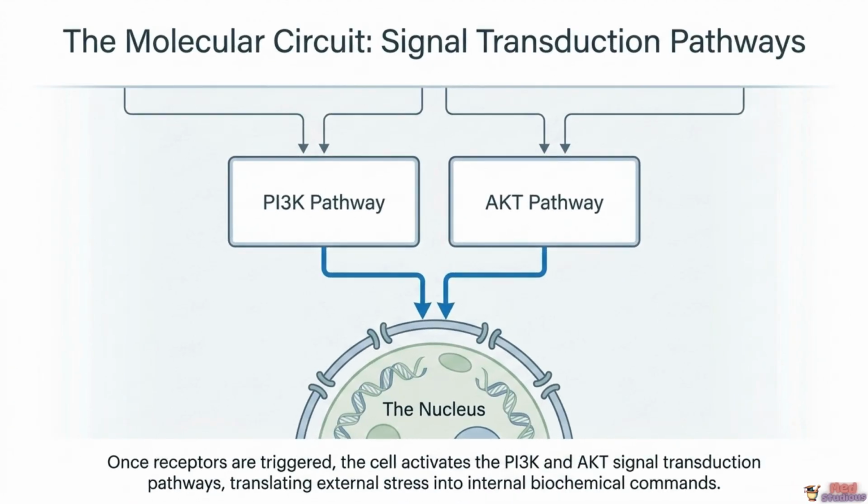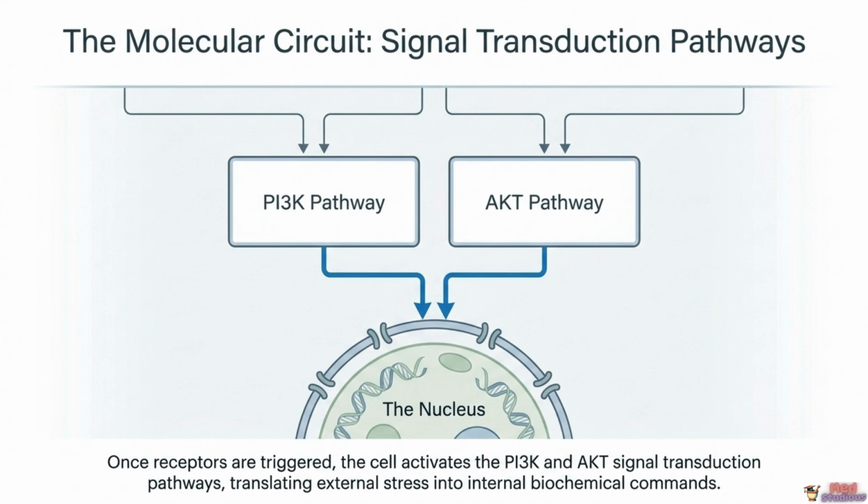Once the cell membrane receptors have been activated by mechanical stress, hormones, or growth factors, the next stage of hypertrophy is signal transduction, the process by which the external surface signal is translated into an internal biochemical command that reaches the nucleus. The 2 most important signal transduction pathways involved in cellular hypertrophy are the PI3K pathway and the AKT pathway, and they typically work together in sequence. Here is how the circuit works.